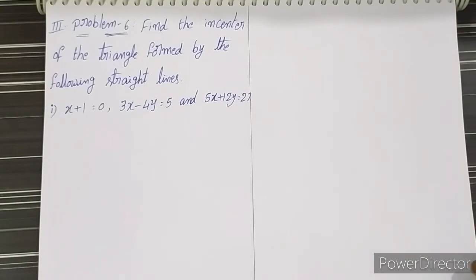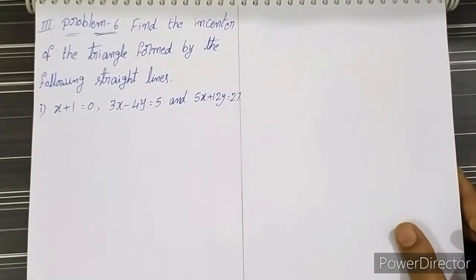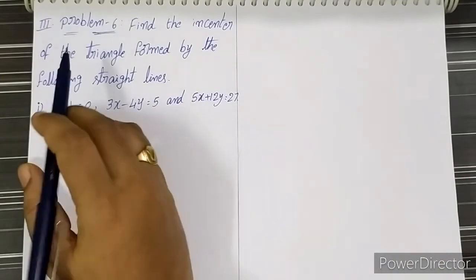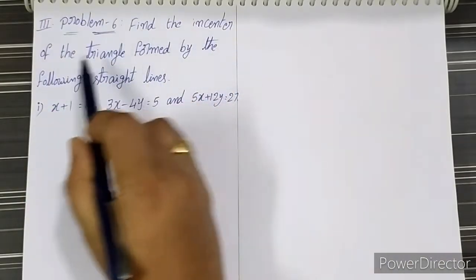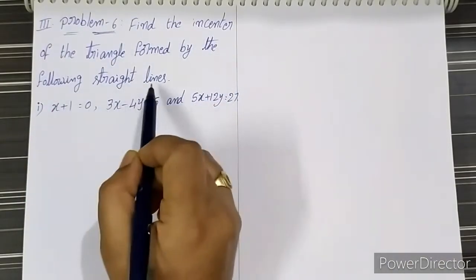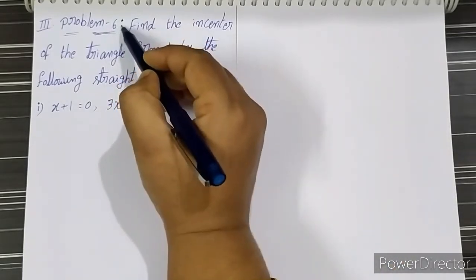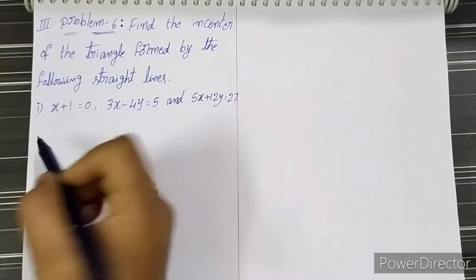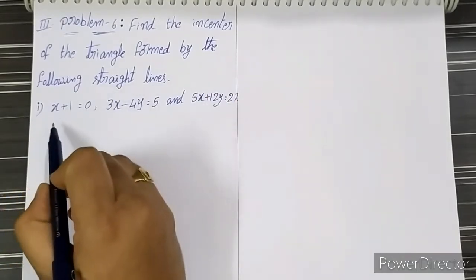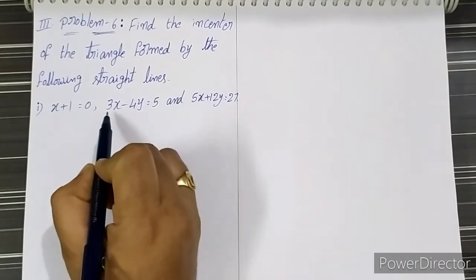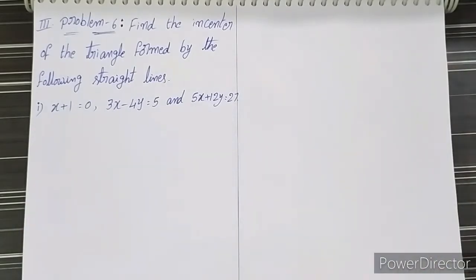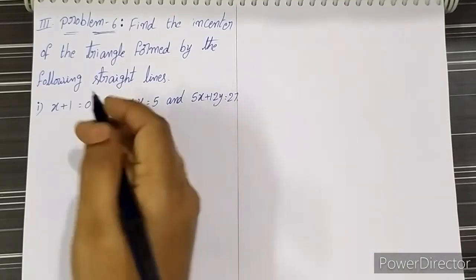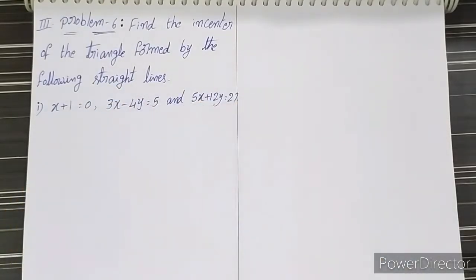Next, we will go to another problem in the same section 3. Problem number 6. The problem is find the incenter of the triangle formed by the following straight lines. In this sixth problem, we have two more sub-problems. In the first problem, the straight line equations are x plus 1 equal to 0, 3x minus 4y plus 5 equal to 0, and 5x plus 12y equal to 27. This is our given problem.